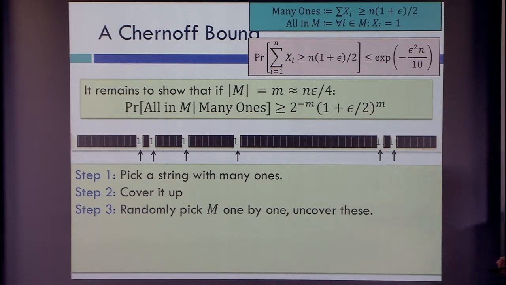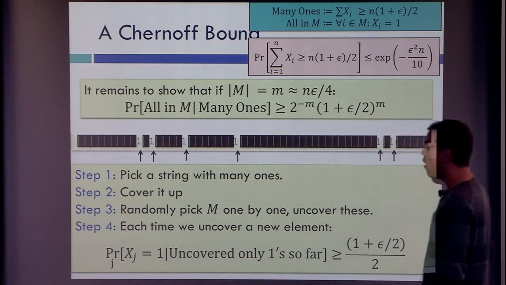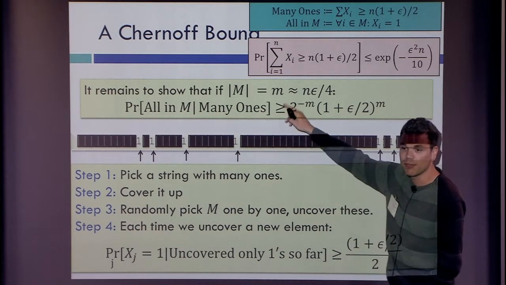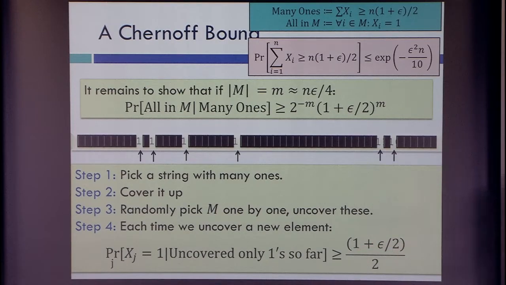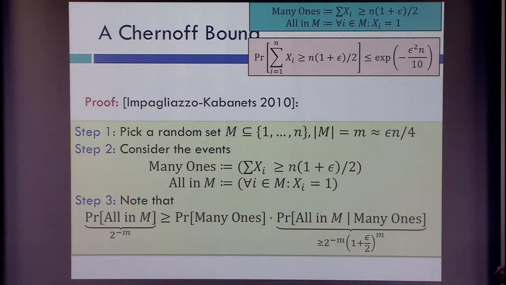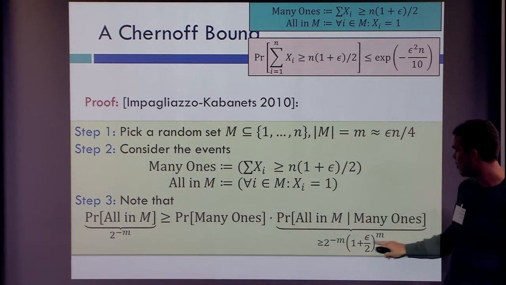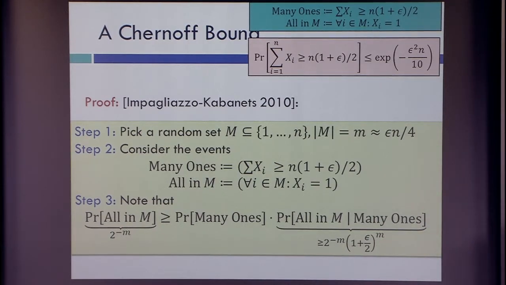So what this means is that each time we uncover a new element, the probability that the uncovered element is 1, given that we uncovered only that many so far and that we have many ones, I should have added that we have many ones, is at least (1 plus epsilon over 2) over 2. And so because we uncover m elements, the probability that all in m are 1s, given that we have many 1s, is at least 2 to the minus m times (1 plus epsilon over 2) to the m. And that's the whole proof.